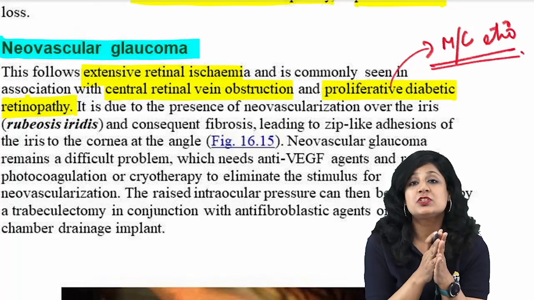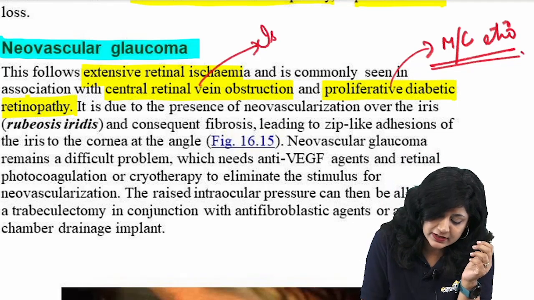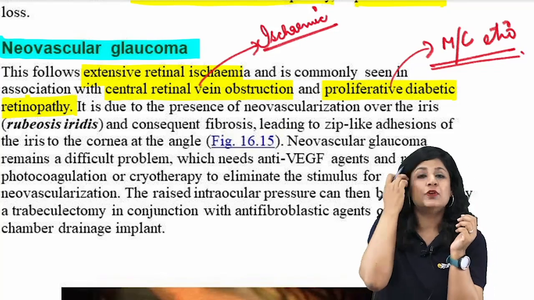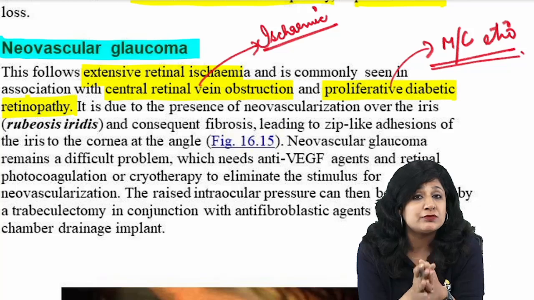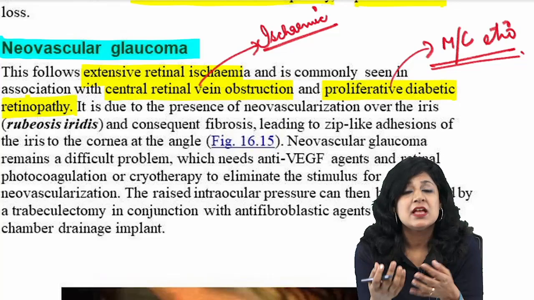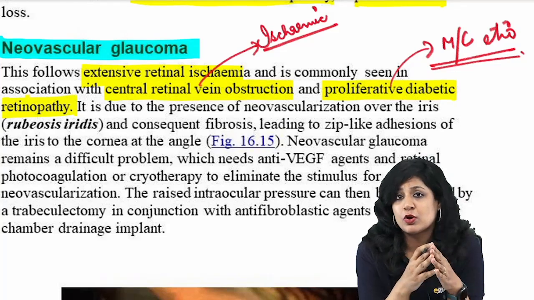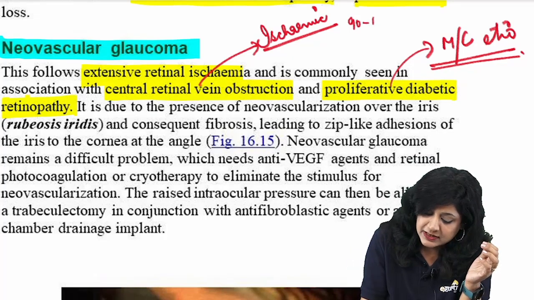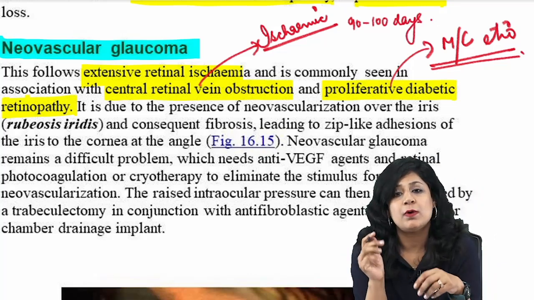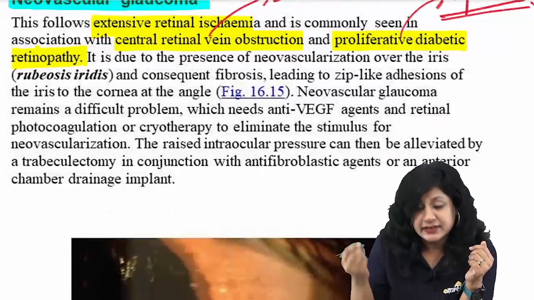But second in the list, not very far away, is CRVO, and specifically ischemic CRVO. As the name suggests, the ischemia is sufficient enough that it is not reversed by anastomoses or collaterals, again leading to release of a lot of VEGF. That leads to neovascular glaucoma in about 90 to 100 days, and that is the reason this is called 90-day glaucoma or 100-day glaucoma. So let us go by reading.